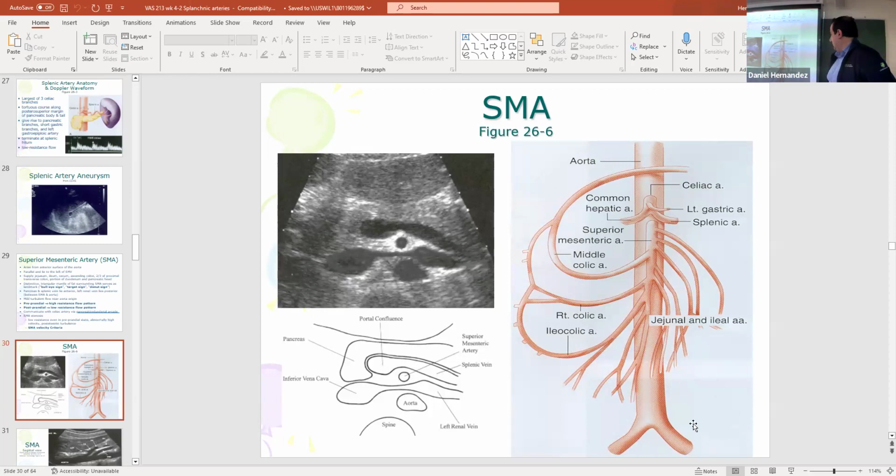So it's got a nice visual that shows where all these branches are going to the intestine, what segments of the intestine the SMA actually feeds. So basically it's all the intestine on the right side, transverse colon coming across, stomach.